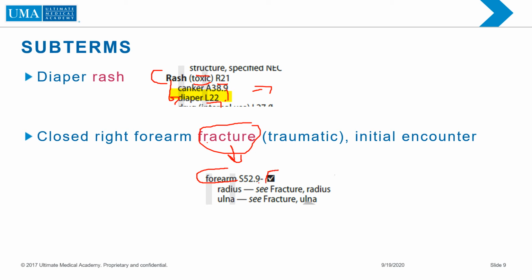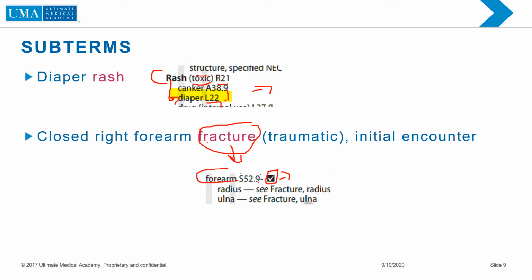What this check mark is telling us is that the tabular list, that this code here, needs more digits or an alpha. Since it is a fracture, it does need an A, an S, or a D at the end. So it's telling us, go to that tabular because you have other digits or alphanumeric characters that belong to this code.